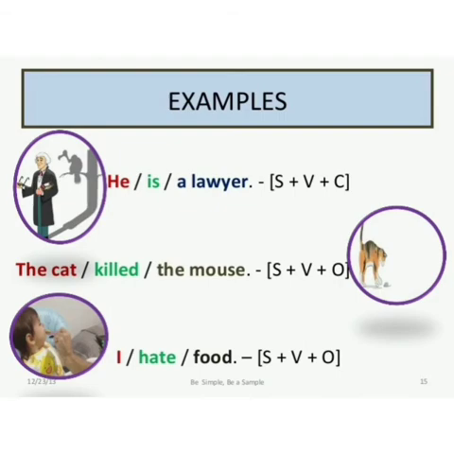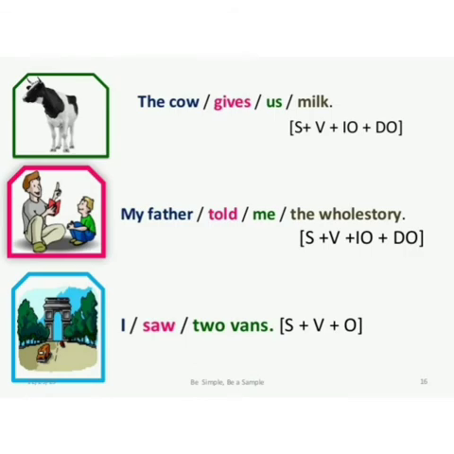The cat killed the mouse. The cat, subject, killed, verb, the mouse is the object. I hate food. I, subject, hate, verb, food is the object. The cow gives us milk. So the cow is the subject, gives, verb, us is the indirect object, milk is the direct object. So do you remember, the direct object answers the question what, the indirect object answers the question whom.